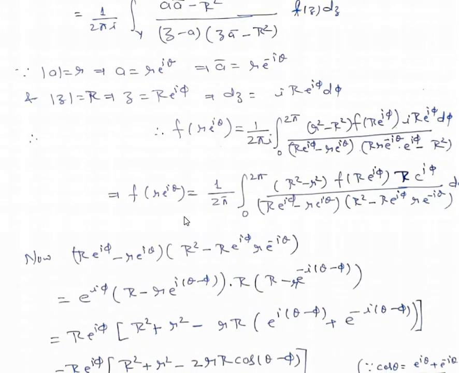I gets cancelled, so we have f of re^{iθ} is equal to 1 upon 2π, integral 0 to 2π, take minus sign common from numerator and denominator, so we have R² minus r², f of Re^{iφ}, Re^{iφ} dφ, divided by Re^{iφ} minus re^{iθ} multiplied by R² minus Re^{iφ} into re^{-iθ}.